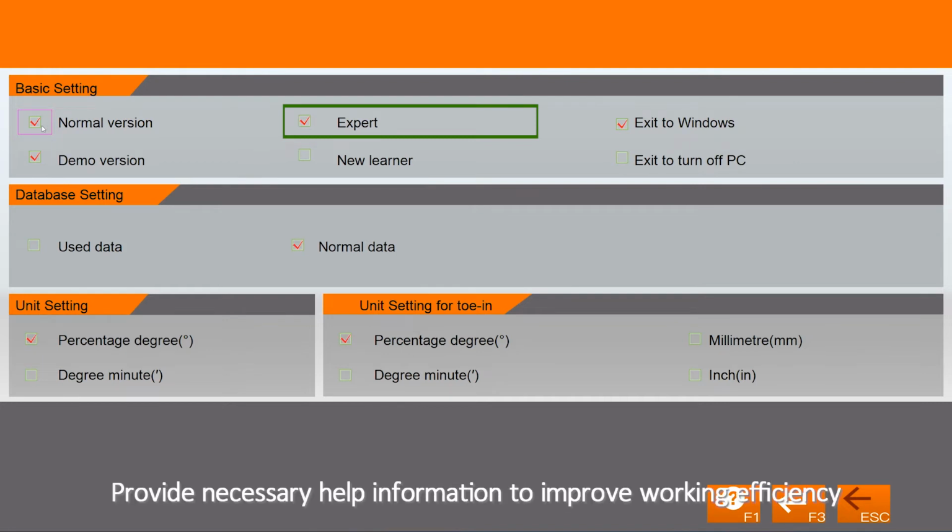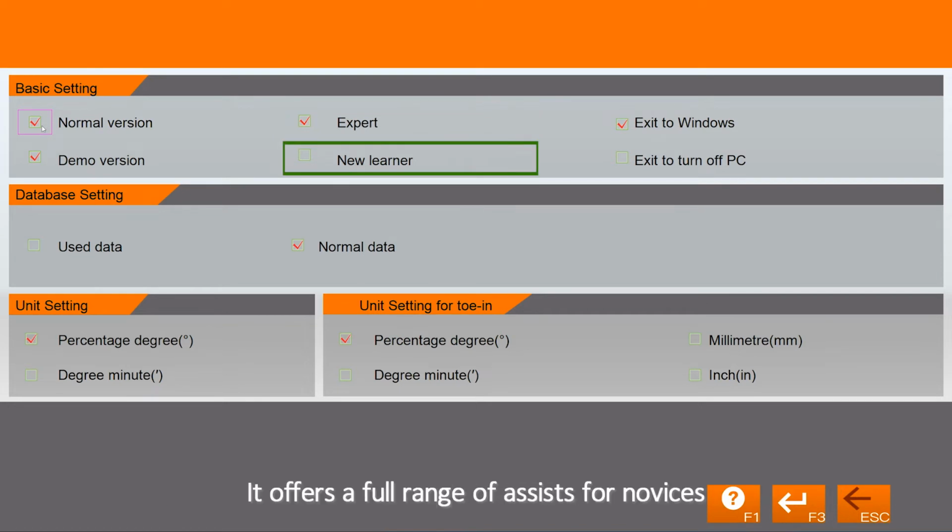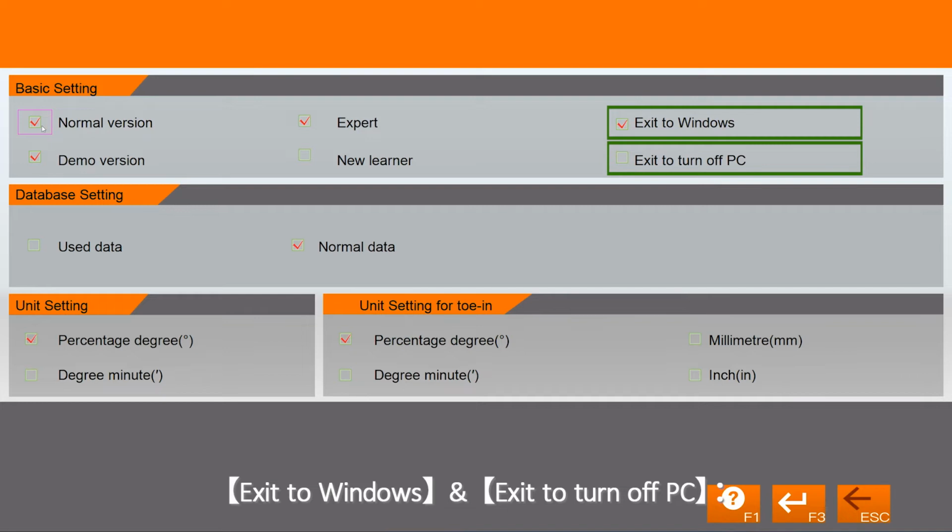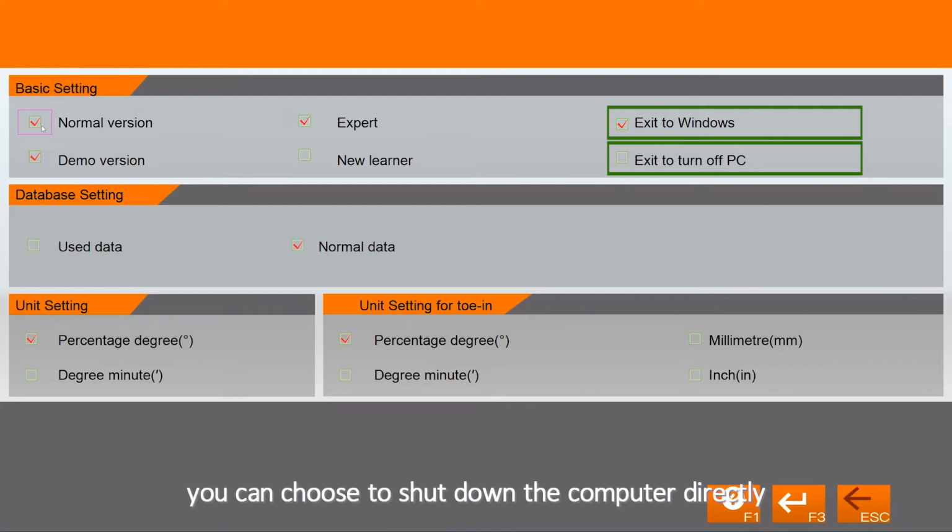Expert. Provide necessary help information to improve working efficiency. New learner. It offers a full range of assists for novices with comprehensive help information and animated demonstration video. Exit to Windows and exit to turn off PC. When you quit X93 software, you can choose to shut down the computer directly or go back to desktop.